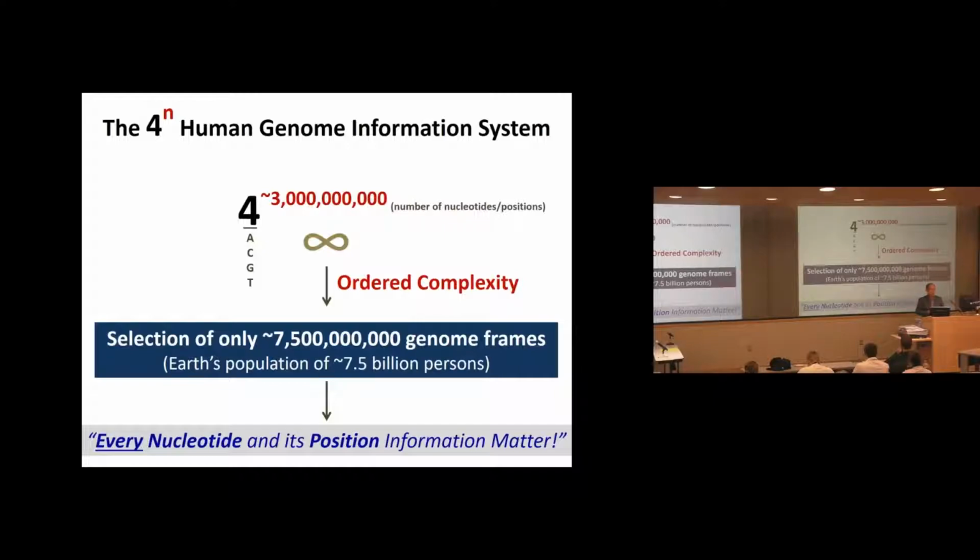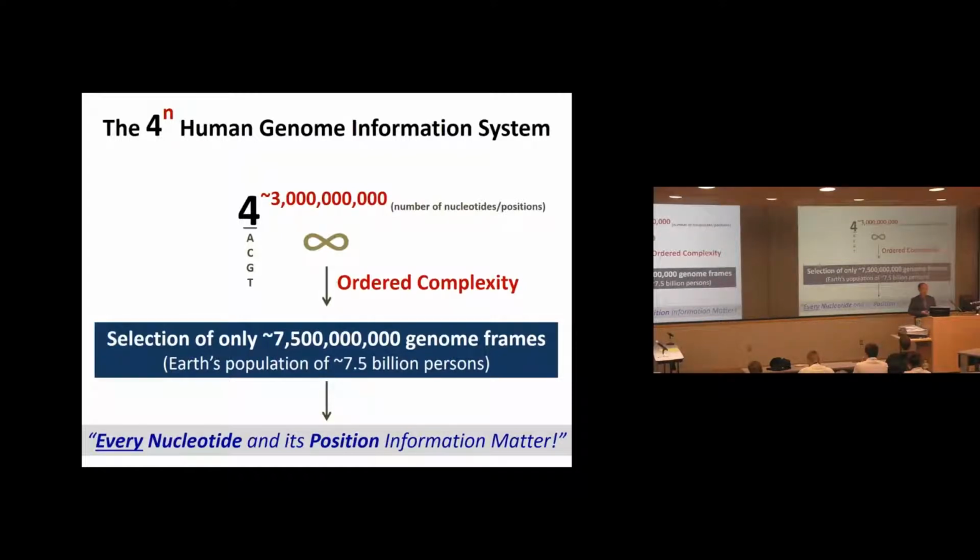Our research team at the Bern division, we like to see the human genome as a 4 to the nth system, meaning that when there are 3 billion nucleotides in the human genome, we see that as an information system. There's a 4 to the 3 billions information system. Computers, smartphones, we can say 2 to the nth system.